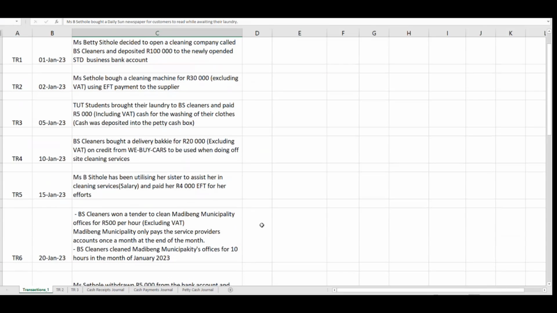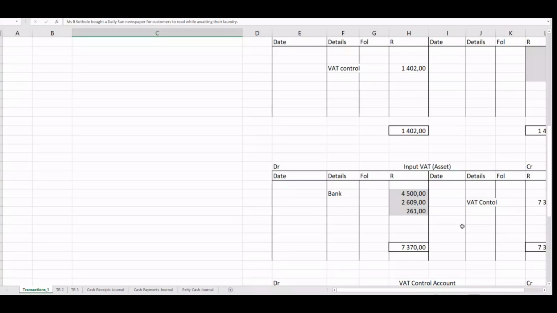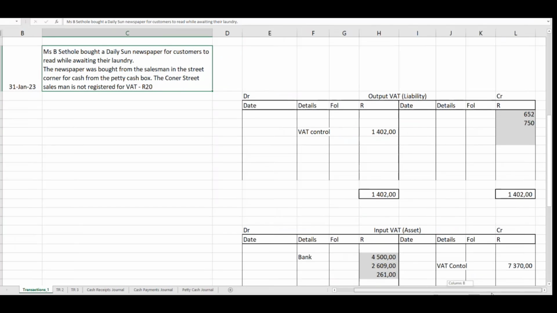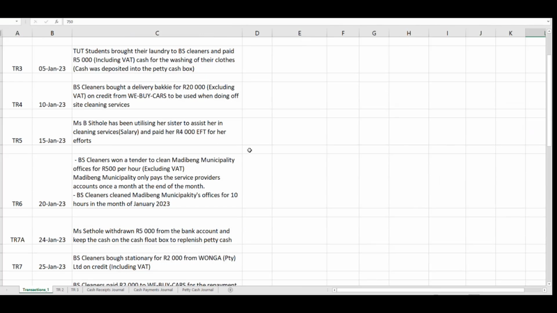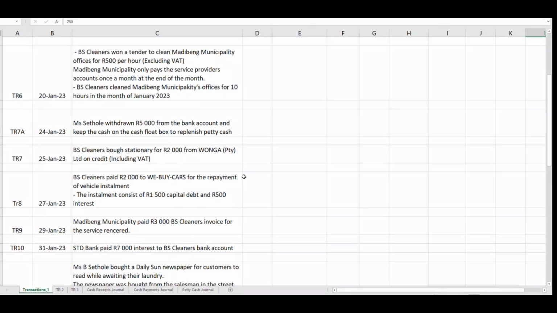What transaction number is it? Just look on the screen I have. 750 is for output VAT. Is it for 750? Transaction number 7? No, it's 500, transaction number 6. Yes, transaction number 6.